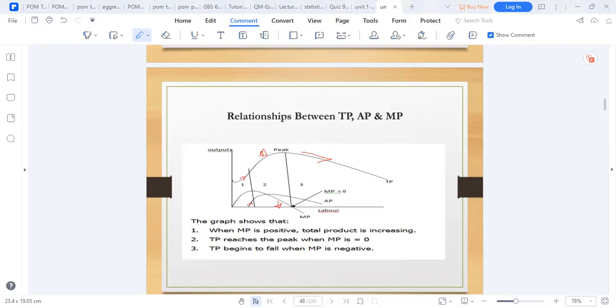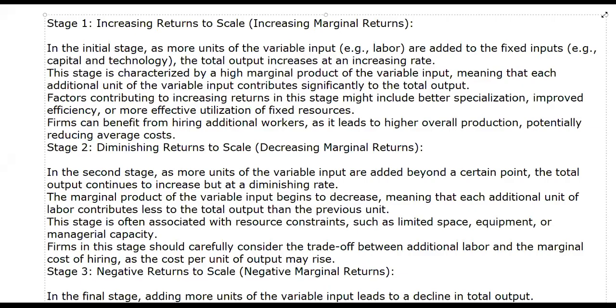So you need to explain the 3 stages of production for exam purposes. And these are what I've tried to summarize for you here. First stage is called increasing return to scale. It's an initial stage where we're adding a variable input like labor, leaving capital and technology fixed. Here there is high marginal product and high total product. And also average product is high.